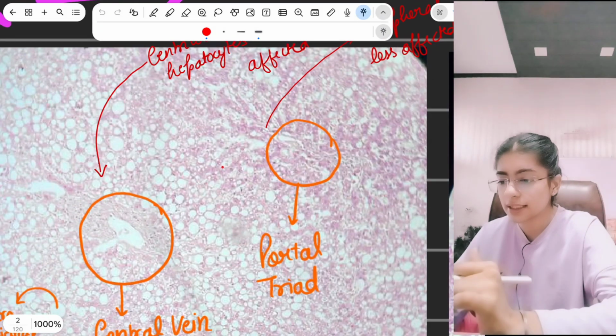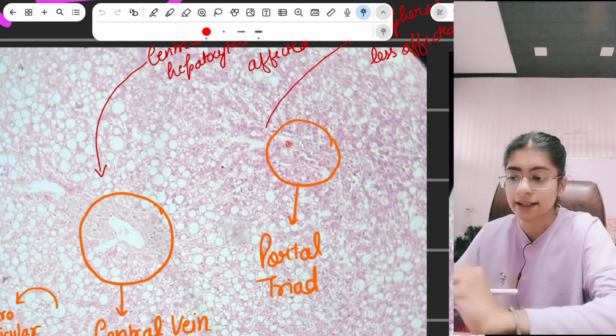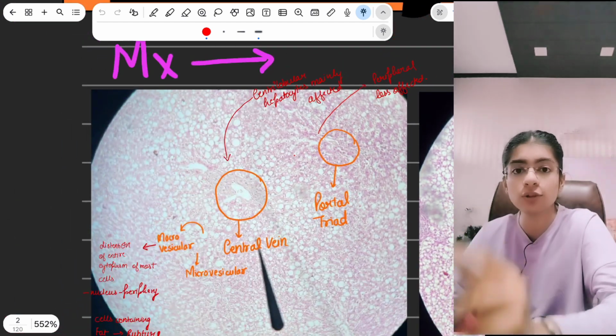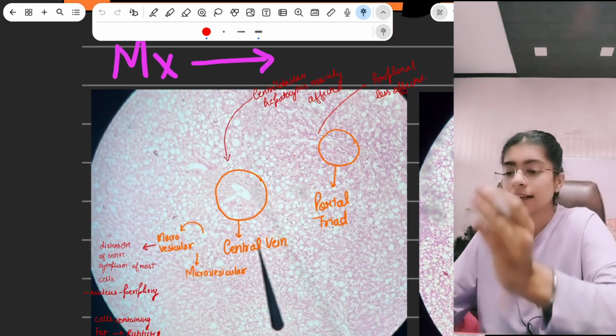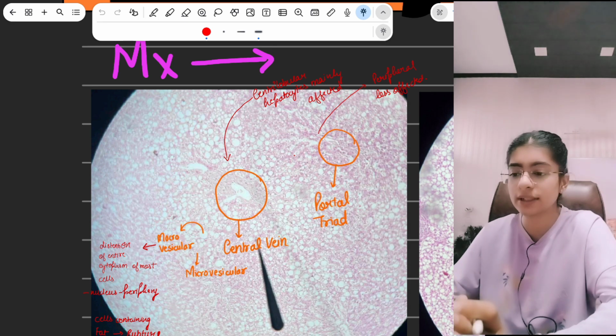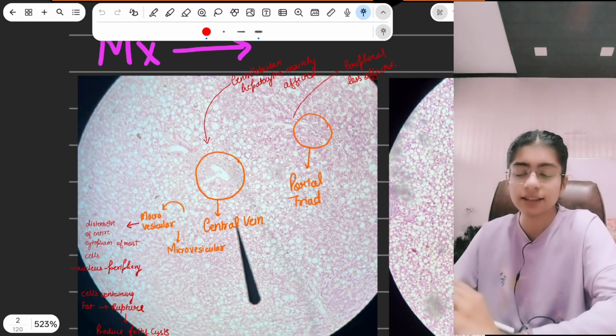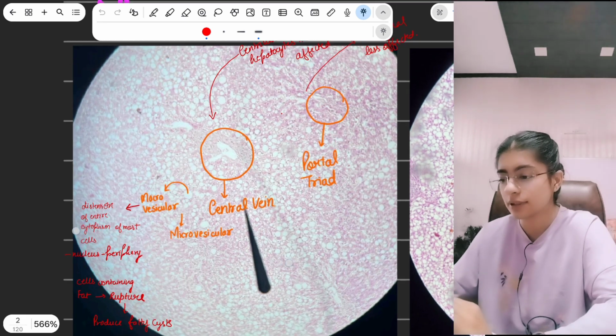Then you can see this triad, 1, 2 and the third structure, basically three lumens together is a triad, that is the portal triad, whenever you will get it in a pathology slide. So when these two structures are there, you know it is a slide of liver.